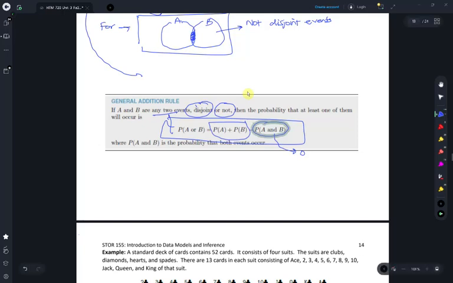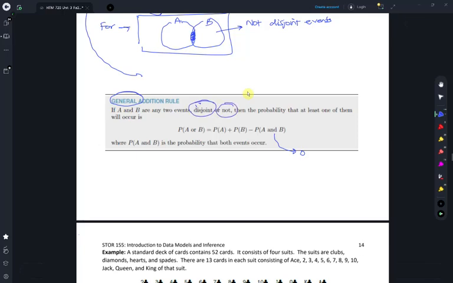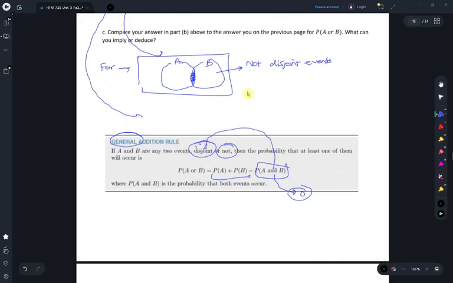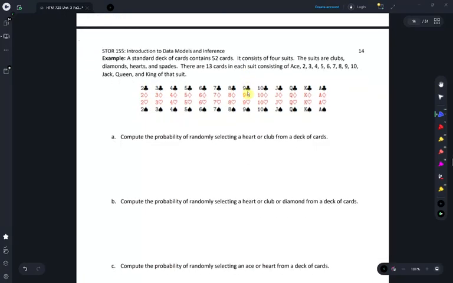Take note of this part, that this is why it is called the general addition rule, because it applies to both disjoint or not disjoint events. In which case, for disjoint events, this term just goes to nothing, and you only have the remaining part. All right. We will now consider some problems in the next video to illustrate these formulas.